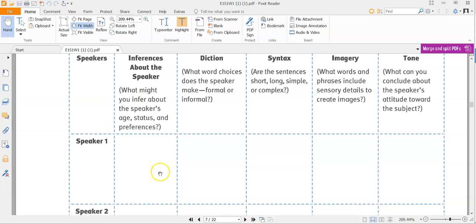So in this column, we have inferences about the speaker. So what can you infer about their age, their status, and their preferences? Diction is what word choices does the speaker make, formal or informal, and please try to use an example. Are the sentences long, short, simple, or complex? What words and phrases include sensory details? Remember those 5 senses to create images. And then tone is what can you conclude about the speaker's attitude toward the subject.